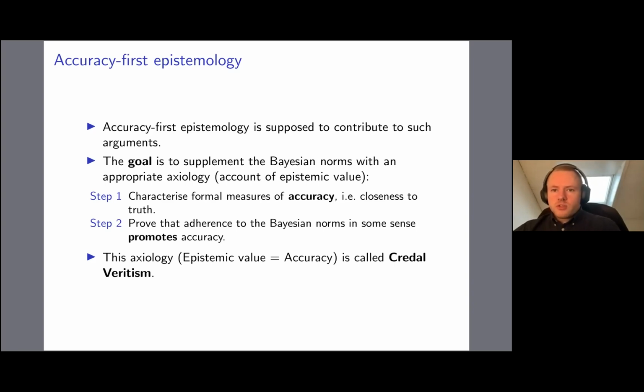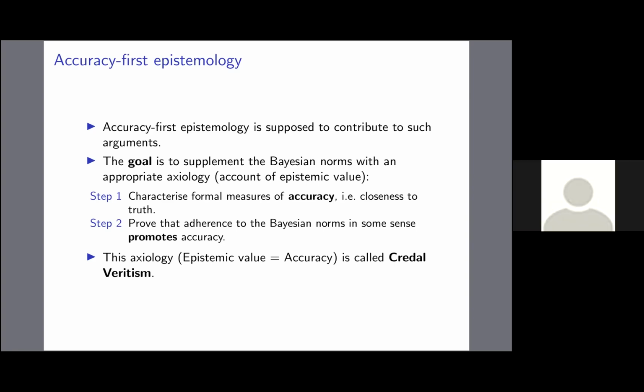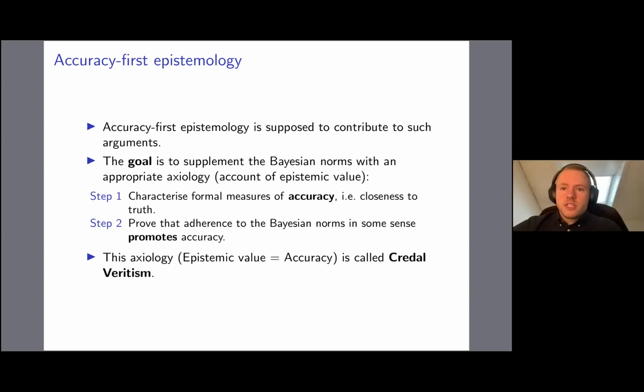So how does this work? First, accuracy firsters formally characterize accuracy, or rather how to measure it. And they do so on the basis of the idea that accuracy is something like closeness to truth. And second, on the basis of this formal characterization, they give a theorem or theorems that prove that adherence to the Bayesian norms in some sense promotes accuracy. So the Bayesian norms are in some sense accuracy conducive or truth conducive.